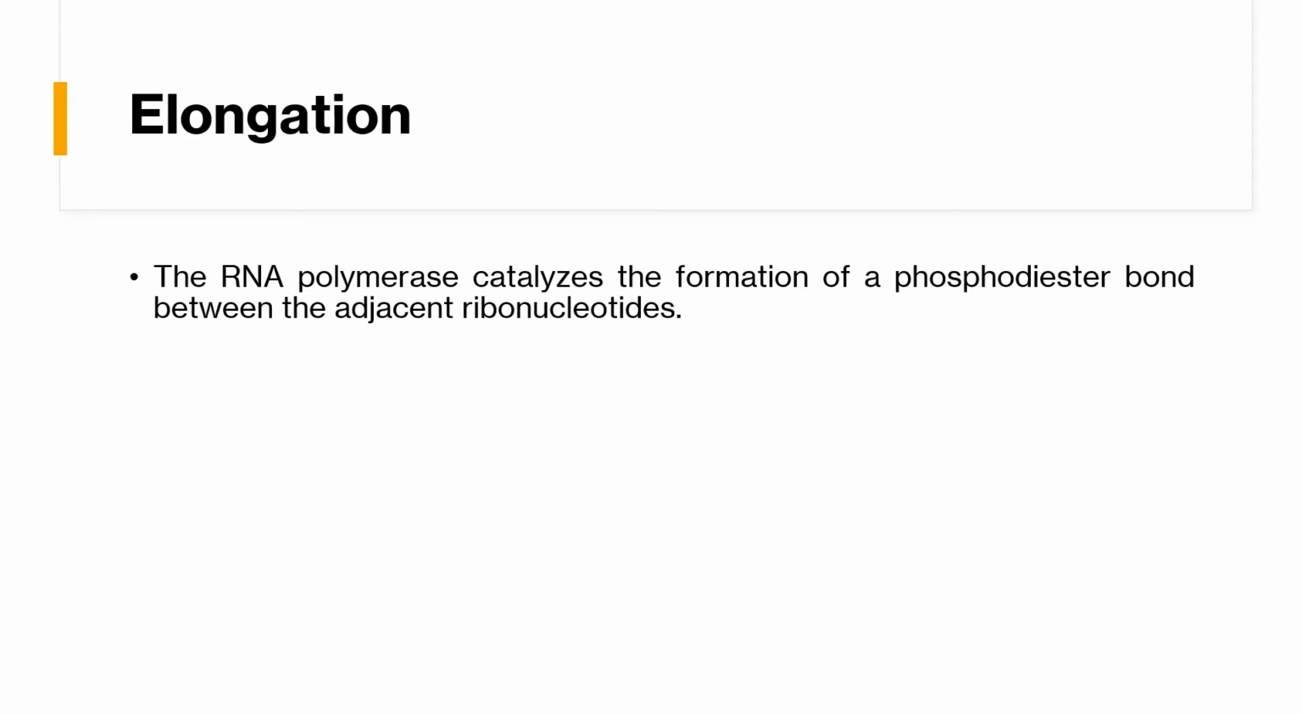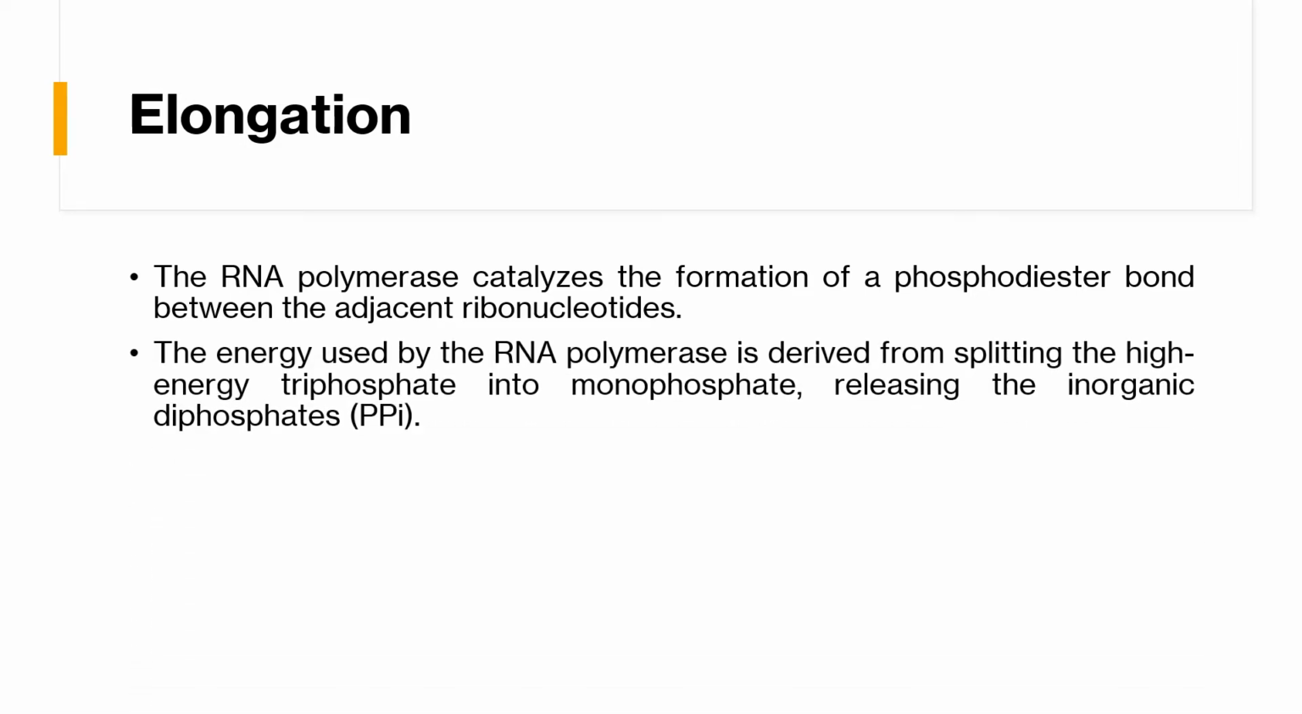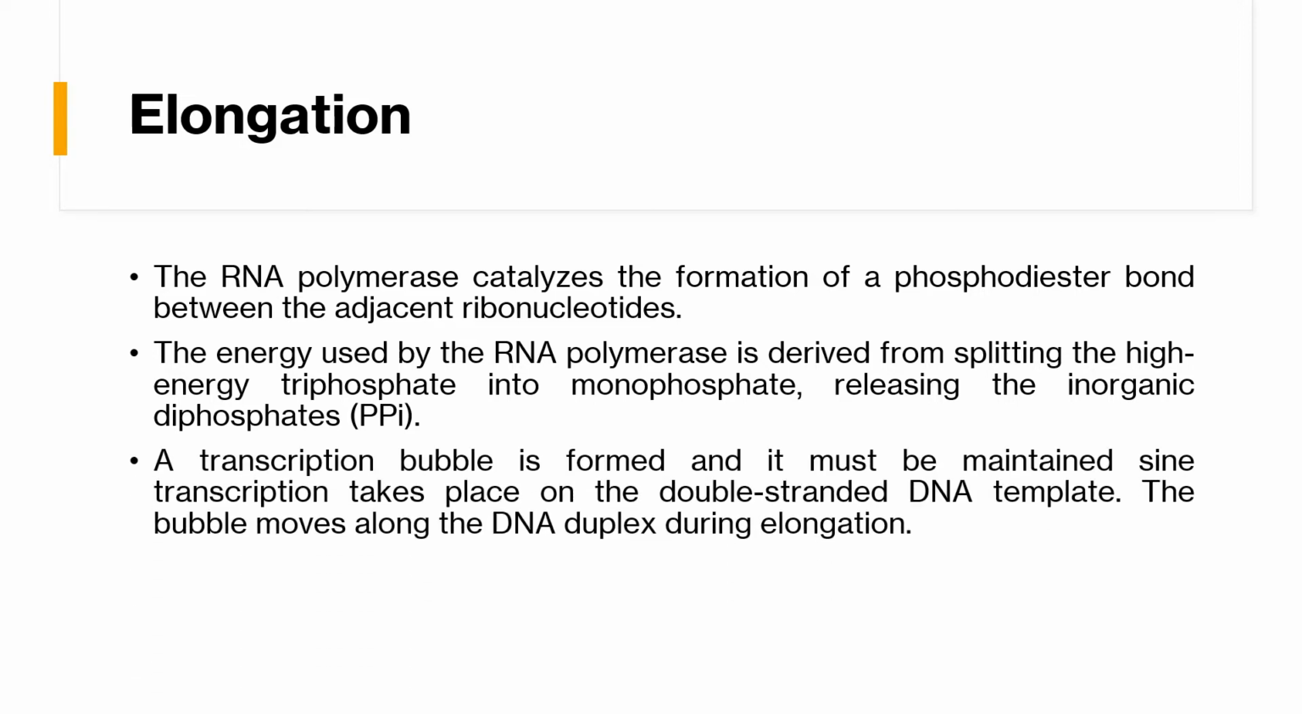The RNA polymerase catalyzes the formation of phosphodiester bonds between the adjacent ribonucleotides. Energy used by RNA polymerase is derived from splitting the high-energy triphosphate to monophosphate, releasing the inorganic diphosphate.